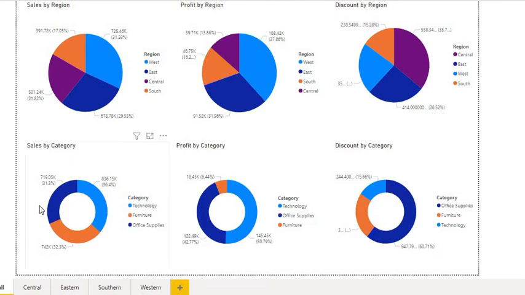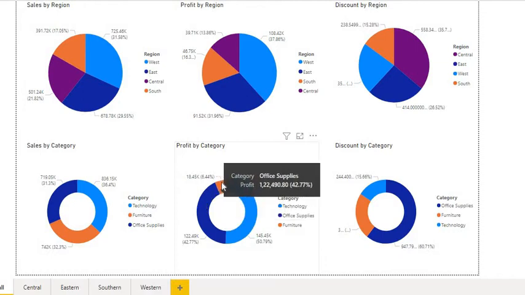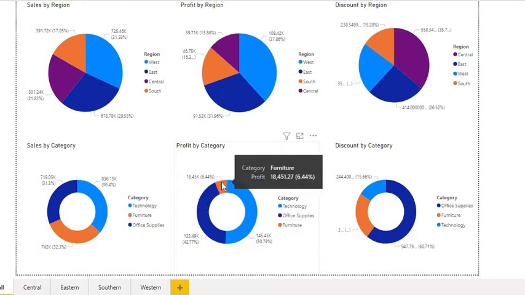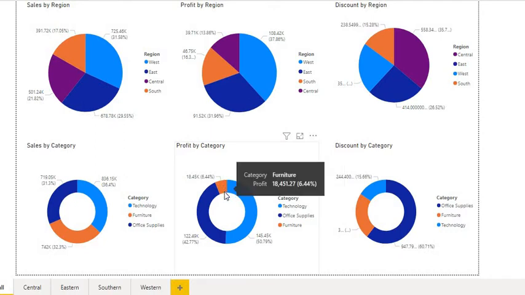Let us have a look at sales by category now. There are three categories: technology, furniture, and office supplies. You will see that in all the three categories, there is equal contribution in sales. As for profit, there is high profit coming from technology items, high profit from office supply items as well, but the profit from furniture items is quite less. We will see that there is the same share of sales from all the three categories, but the profit from furniture is comparatively very less.